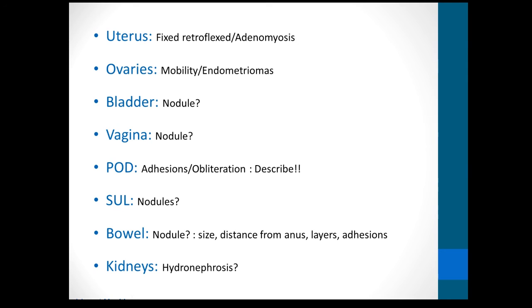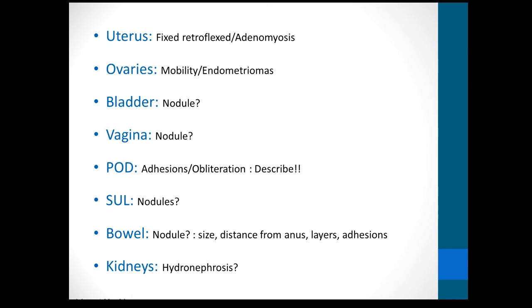Then the bladder, it's important not to skip it. We don't find lesions on the bladder very often, but if we do, the urologist needs to be present at a surgery, so it's important to detect them. It's easy to forget to look at the bladder, so a systematic approach is very important when you look for endometriosis.